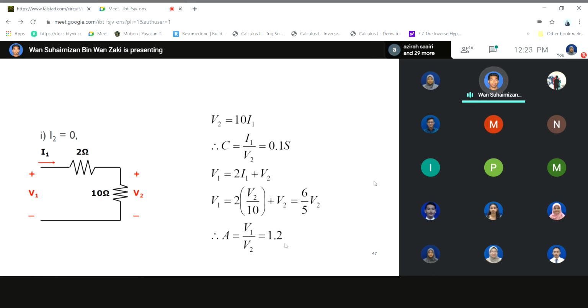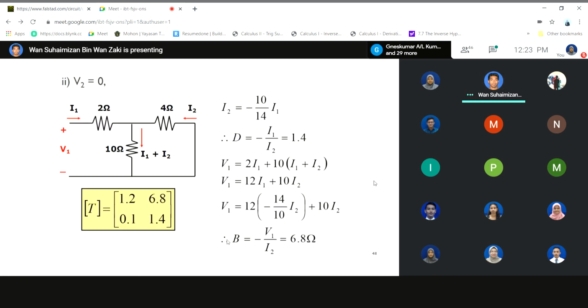So this is the value for A. This is another way to determine A. But basically, if you do a different analysis, it's okay. But make sure at the end you determine this ratio V1 over V2. Whatever you do is okay, but make sure you can get this. At the end you get the ratio between V1 over V2 that represents A.